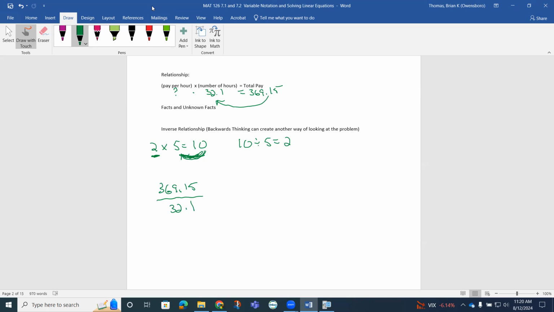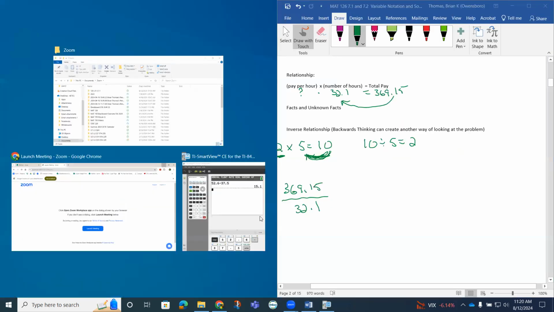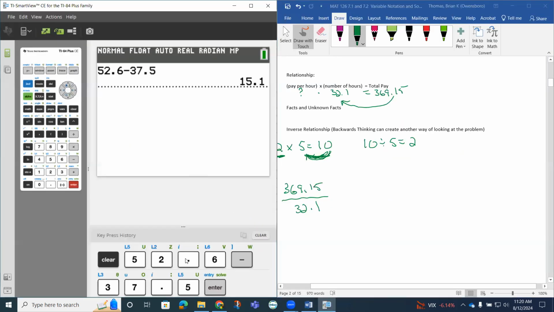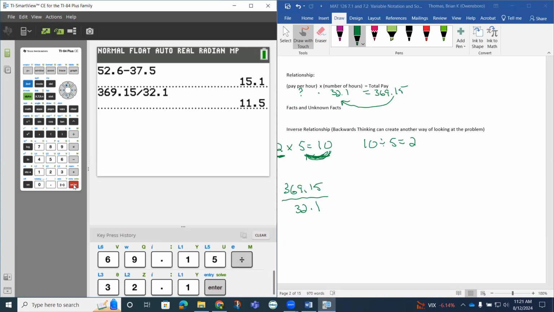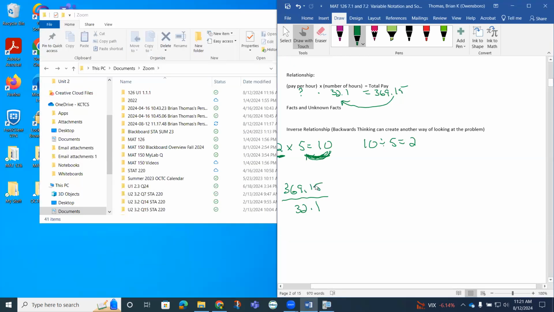So let's slide this over. Let's pull up our calculator. So if we go 369.15, if we divide that by the hours worked for the week, 32.1, that's going to give me then $11.50. So my pay per hour would be $11.50 per hour.